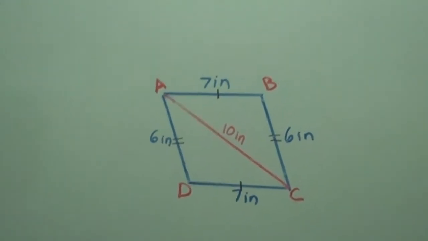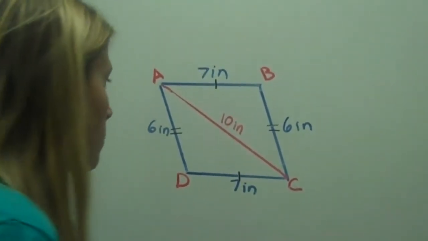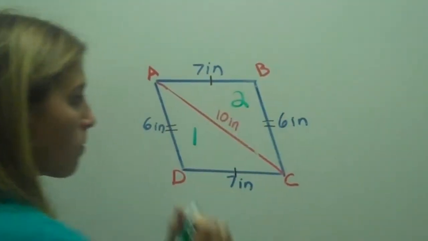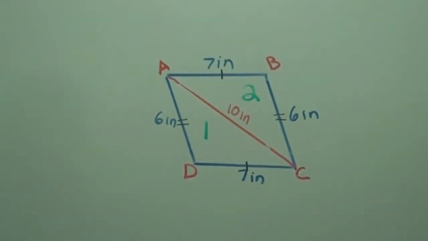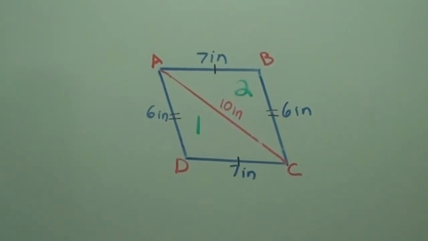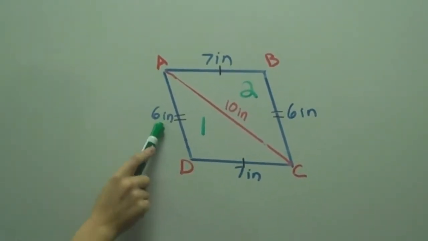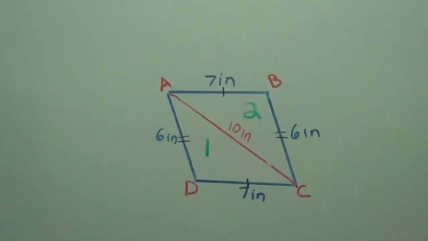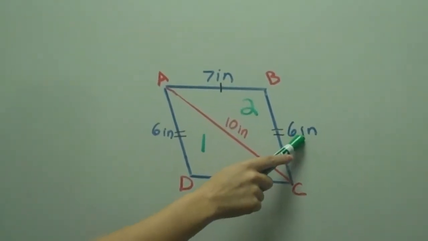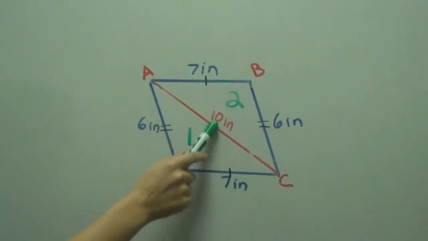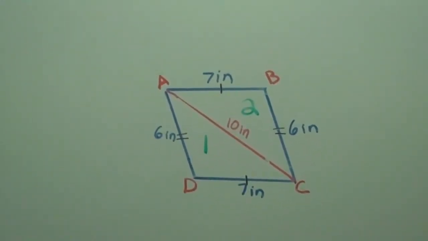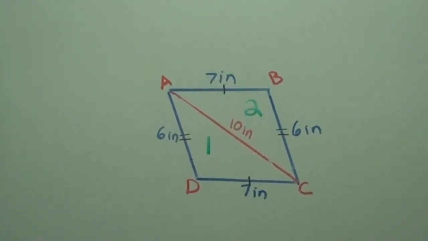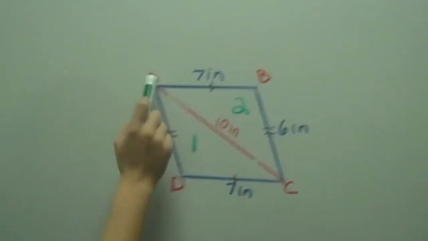Now you can see that we have created two triangles, triangle 1 and triangle 2. We have to prove that they are congruent though. So, in triangle 1, we see that it has 6 inches, 7 inches on one side, and 10 inches on the last side. Triangle 2 has a side of 6 inches, 7 inches, and also 10 inches on the last side. These two triangles are congruent, which means that the three sides of the triangle are exactly the same as triangle 2.